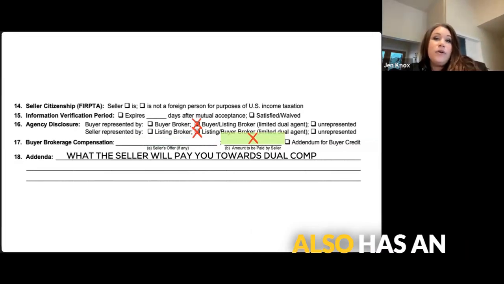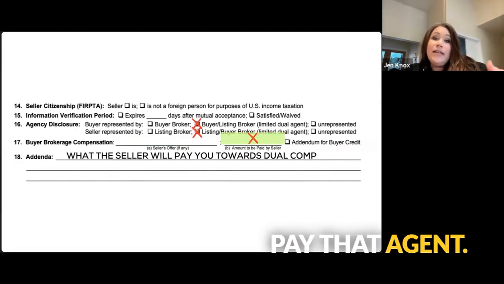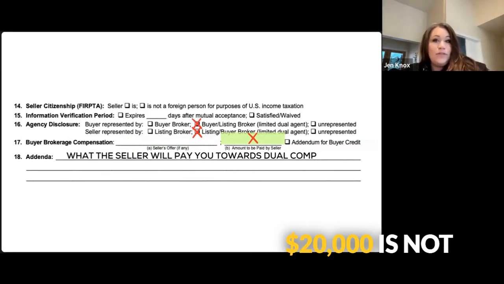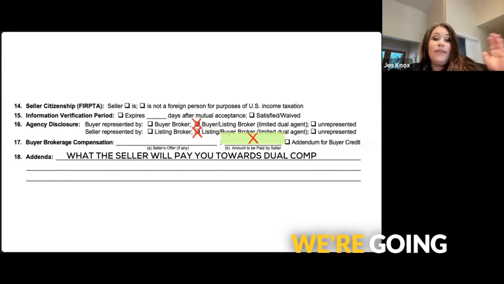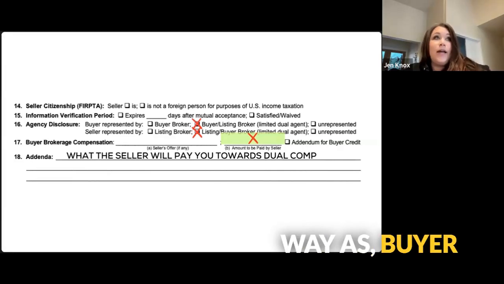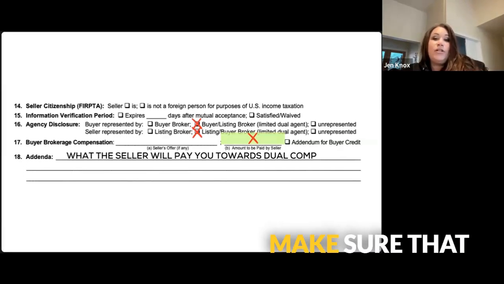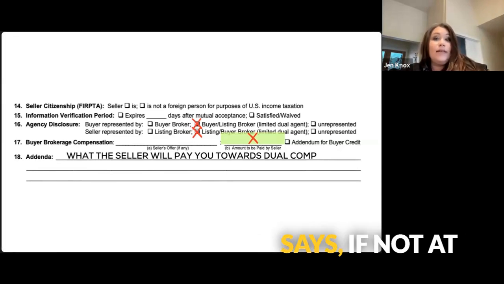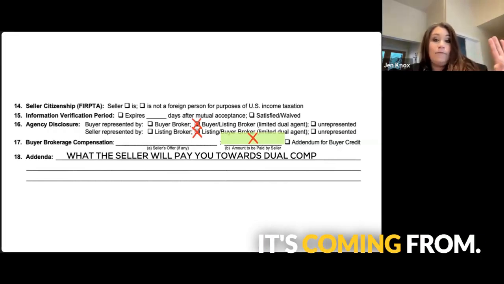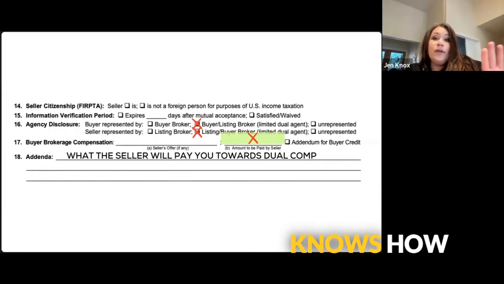Now, that buyer also has an obligation to pay that agent if they're a dual agent. And if that $20,000 is not enough to cover what they've promised to pay their agent based on their contract, then this is where we get to negotiate that part. We're going to think of it in the same way as buyer compensation being offered versus what our buyer broker agreement says. So we need to make sure that the number in 17B is going to be the same that our buyer agreement says, if not at least the same as our listing agreement, so we know who's paying for the money, where it's coming from, and everybody knows how much is getting paid and how much is being offered.